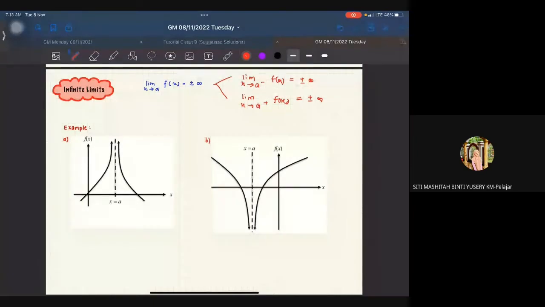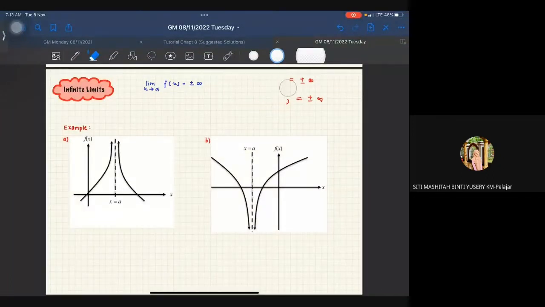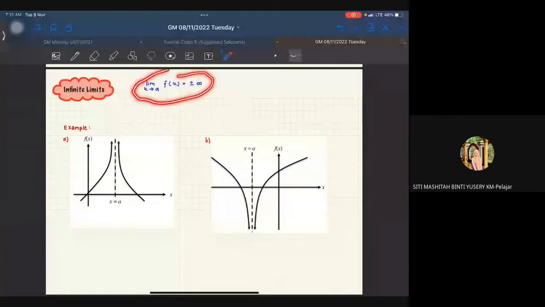Awak boleh anggap dia macam ni juga. Okay, tapi kejap saya rasa saya dah termasuk subtopik lain. This one is actually in asymptote punya bahagian. So I will delete this back for you. Okay, so just focus dekat sini sahaja. Okay, so you know that when x approach a, awak akan dapat plus or minus infinity. So ini adalah apa kita panggil sebagai infinite limits. Maksudnya limit tu sendiri, nilai x tu sendiri pergi ke arah infinity.